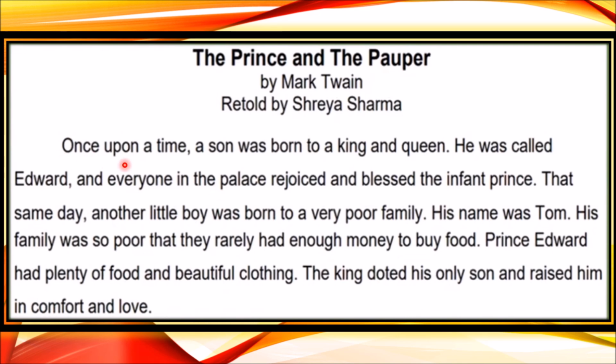Once upon a time, a son was born to a king and queen. He was called Edward, and everyone in the palace rejoiced and blessed the infant prince. That same day, another little boy was born to a very poor family. His name was Tom. His family was so poor that they rarely had enough money to buy food. Prince Edward had plenty of food and beautiful clothing. The king doted on his only son and raised him in comfort and love.